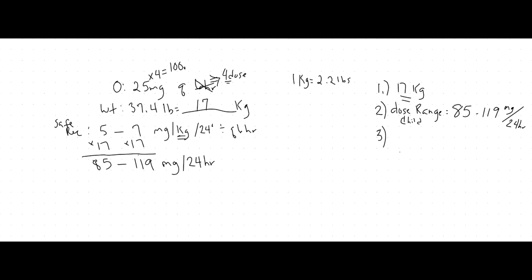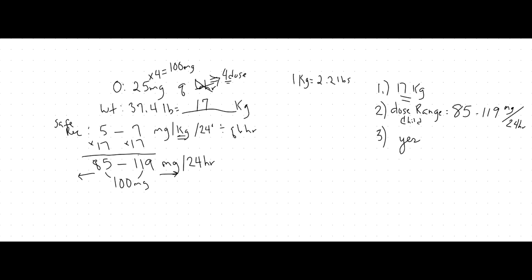So if the range that is safe for this patient who is 17 kilograms is 85 to 119, and my doctor has ordered 100 milligrams, since that falls between this range, it is safe. If it fell below 85 or above 119, then it would not be safe. Okay? Does that make sense?